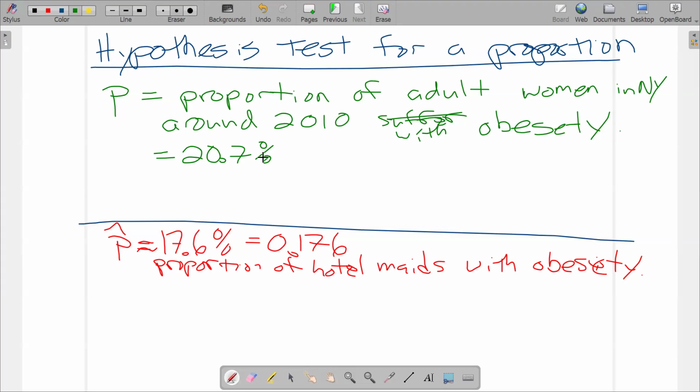So I have two possible claims I could make based on this information. I could claim that the proportion of adult maids in New York with obesity is not the same as the population proportion 20.7, or I could say the proportion of maids classified as obese is lower than the population proportion of 20.7. Let's go with the lower than this time. That's going to be my claim.